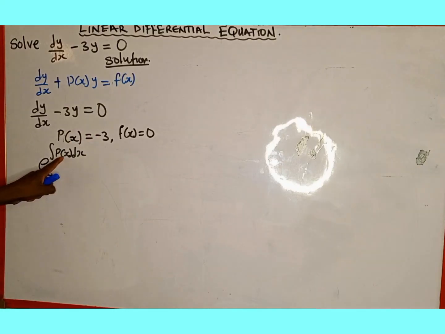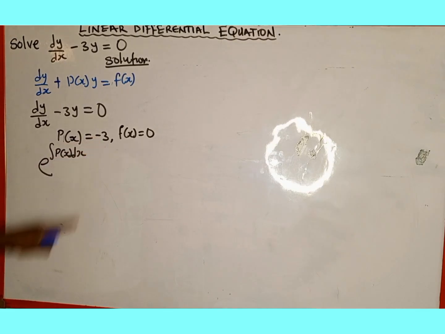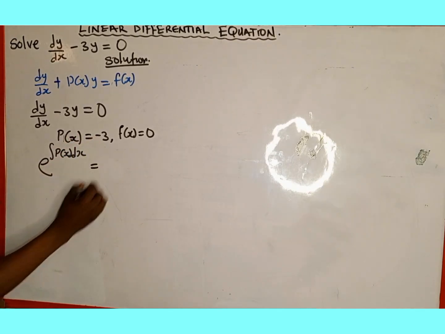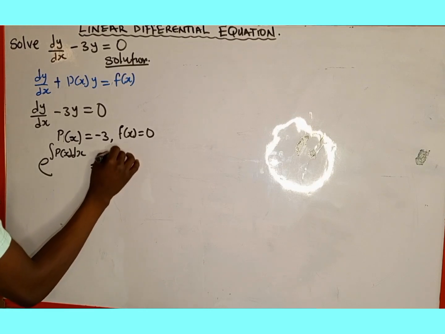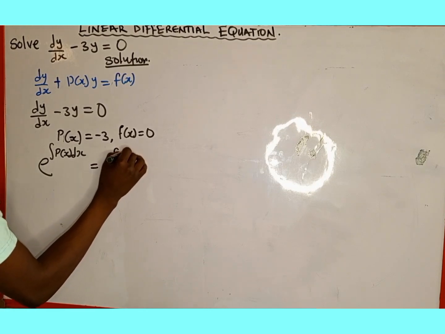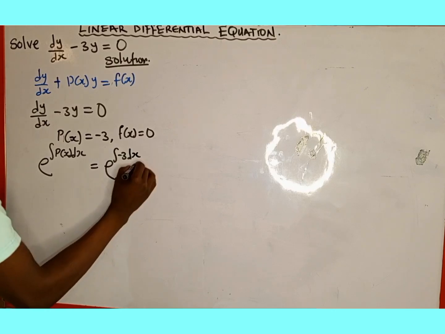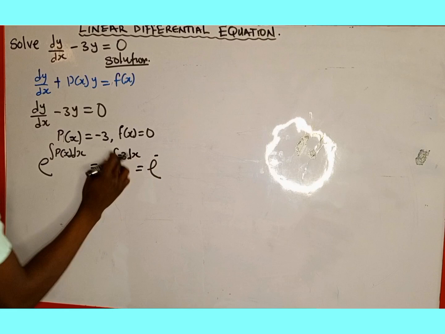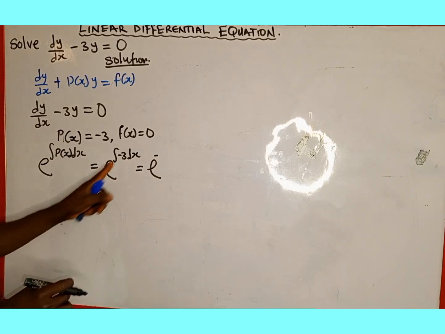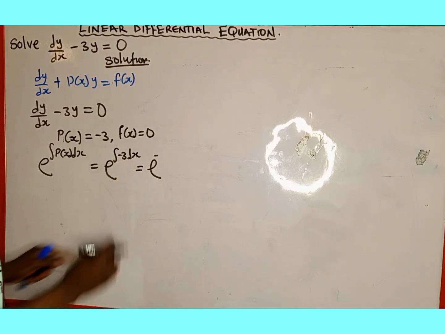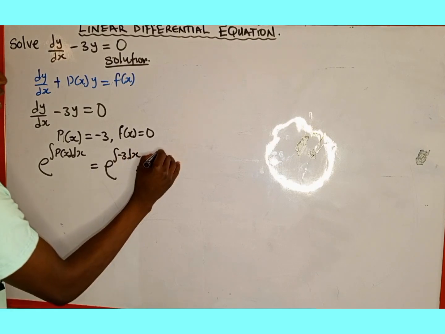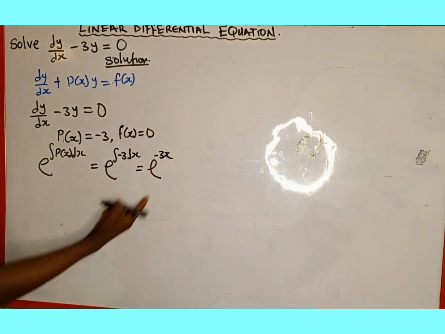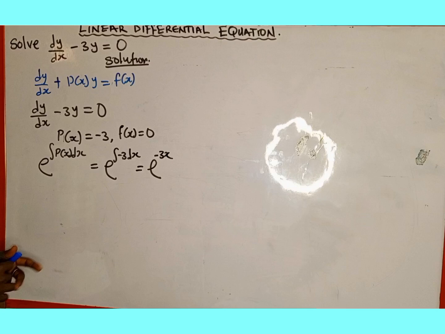Initially we have gotten p of x as minus 3. Now we're going to substitute minus 3 into this integrating factor. We're going to have e to the power of the integral of minus 3 dx, which is going to give us e to the power of minus, we can take minus out of the integral, then we integrate 3. The integral of 3 with respect to x is going to be 3x. So the integrating factor is e to the power of minus 3x.